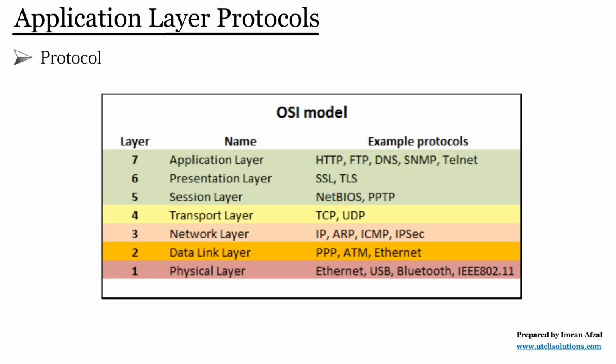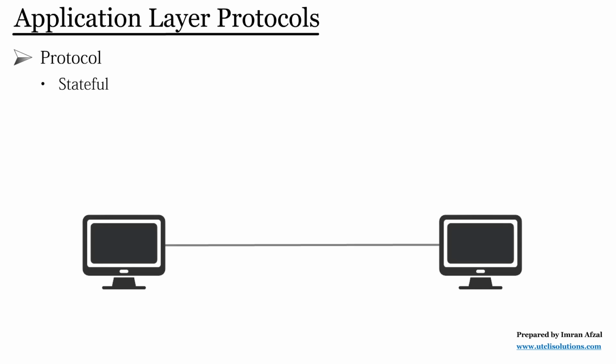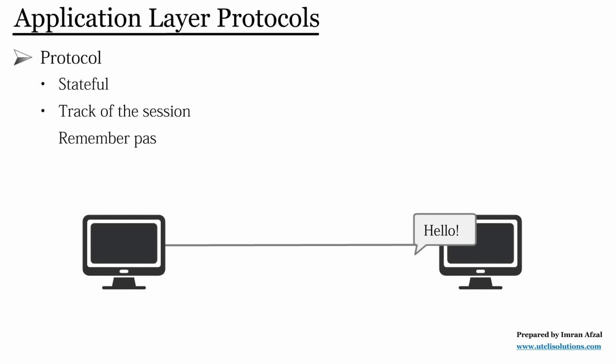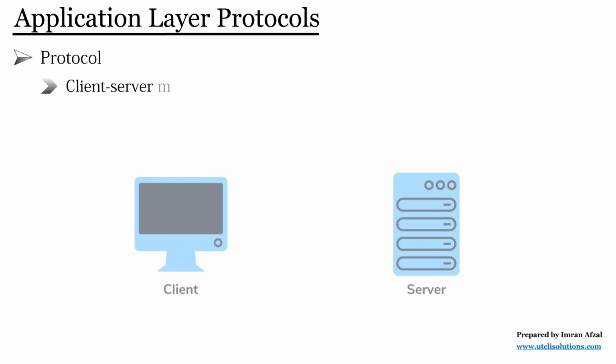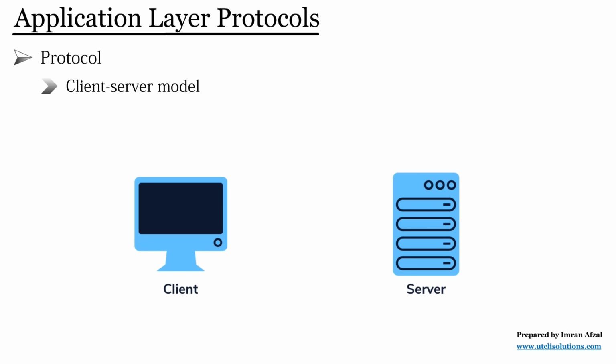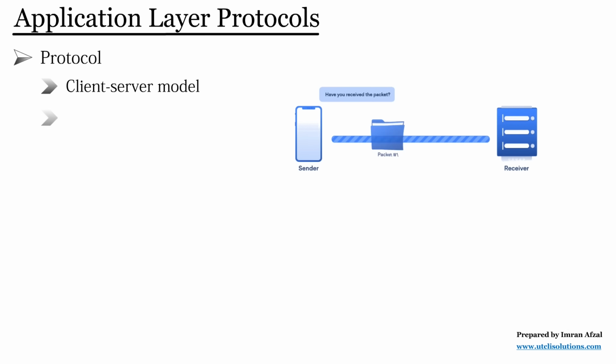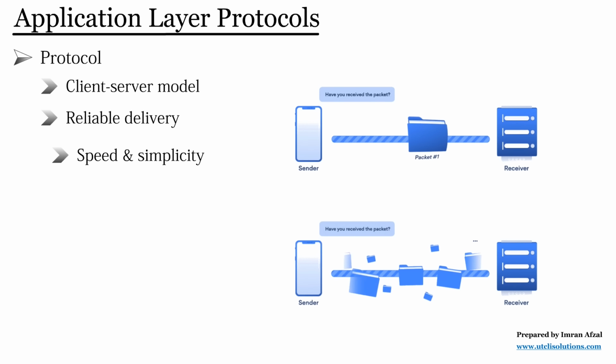Every layer of the OSI model has its own protocols, each with a specific job. Some protocols are stateful, which means they keep track of the session and remember past interactions, like TCP. Others are stateless, which means each request is treated independently, like HTTP. Most protocols follow a client server model where one device requests a service and the other provides it. Some protocols are designed for reliable delivery, while others prioritize speed and simplicity.